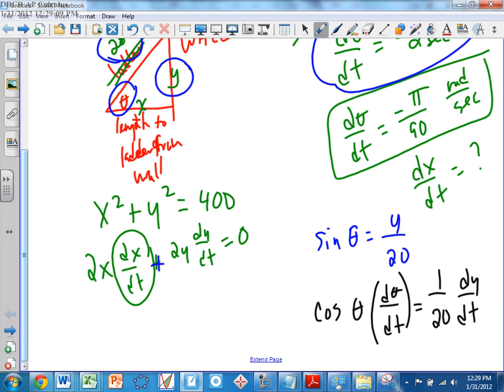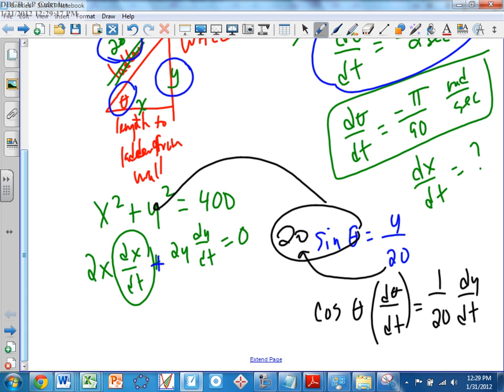The other way to do this problem is this. Bring the 20 up initially, put the 20 right here, take this part and replace that y right there with it, and then differentiate. You'll get the same answer either way, because when you differentiate 20 sine theta, you get 20 cosine theta. Doesn't this become 20 cosine theta anyway? So it's the same thing. Whether you differentiate after or before, no difference.